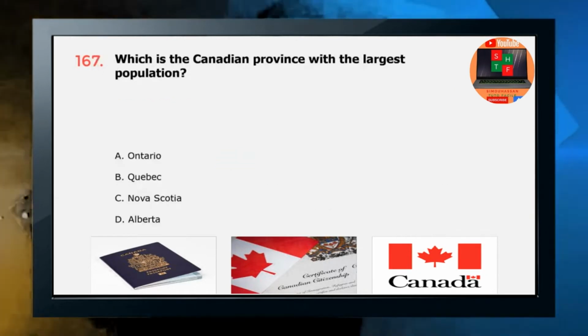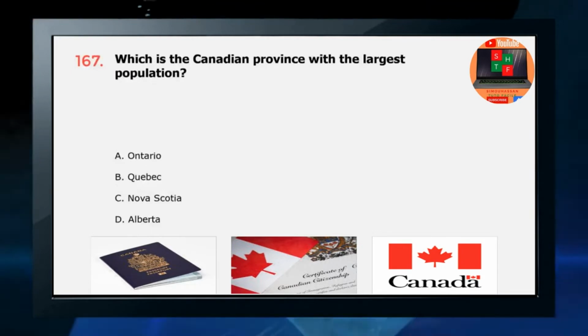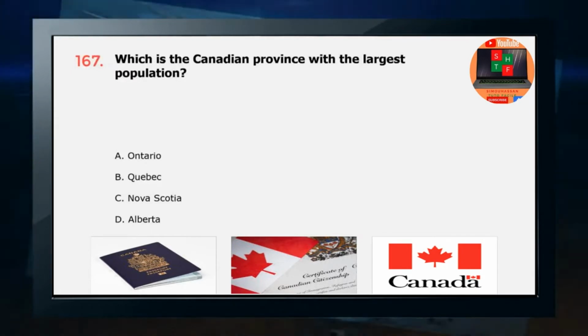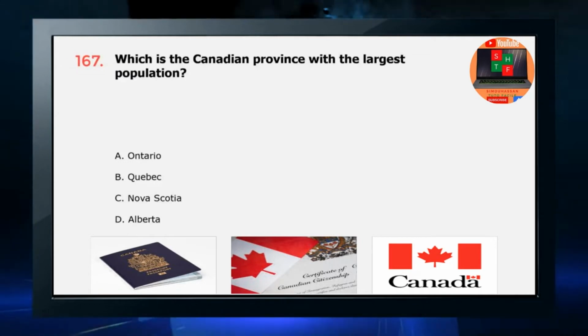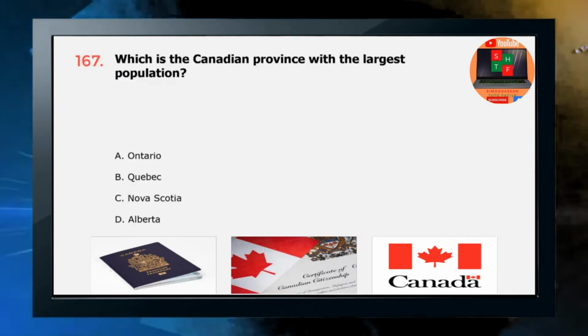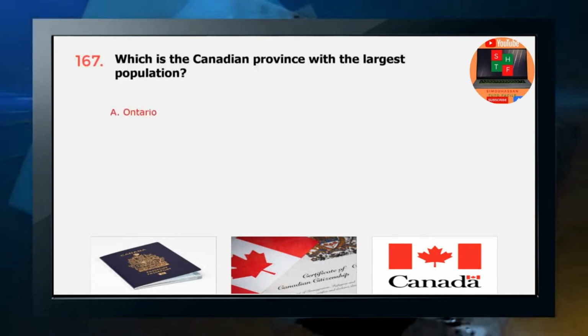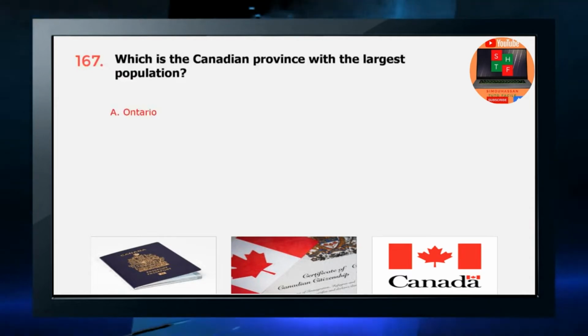Question 167. Which is the Canadian province with the largest population? A. Ontario. B. Quebec. C. Nova Scotia. D. Alberta. The answer is A. Ontario.